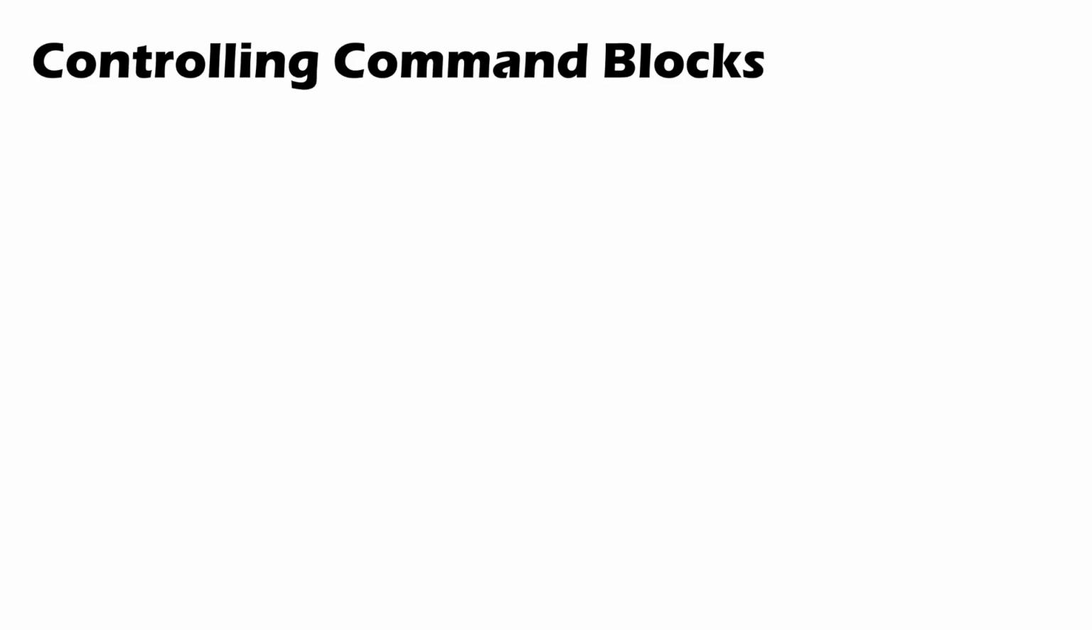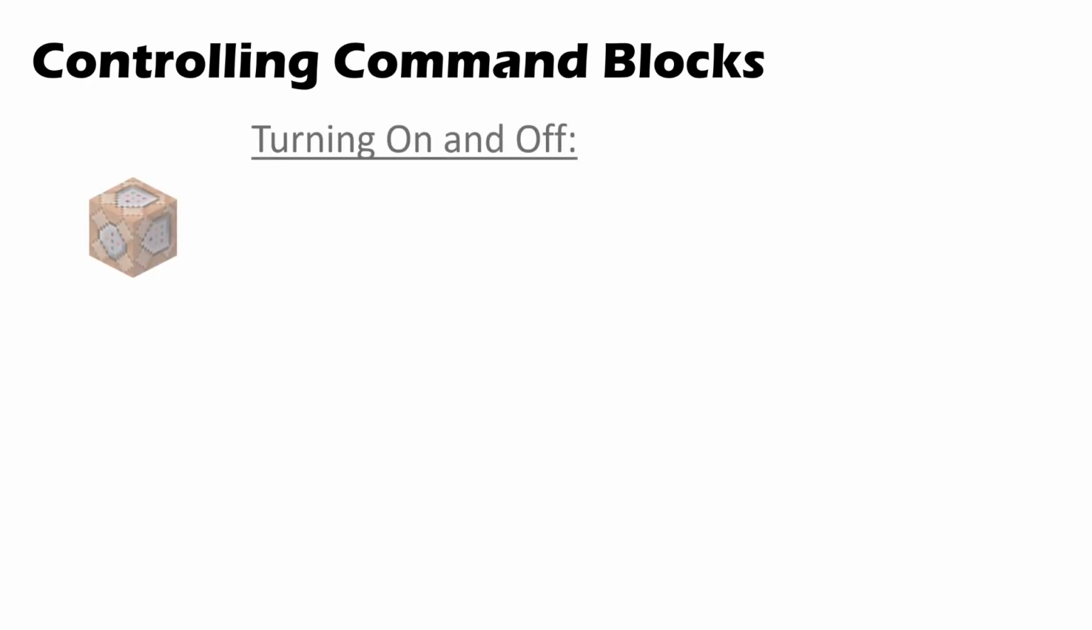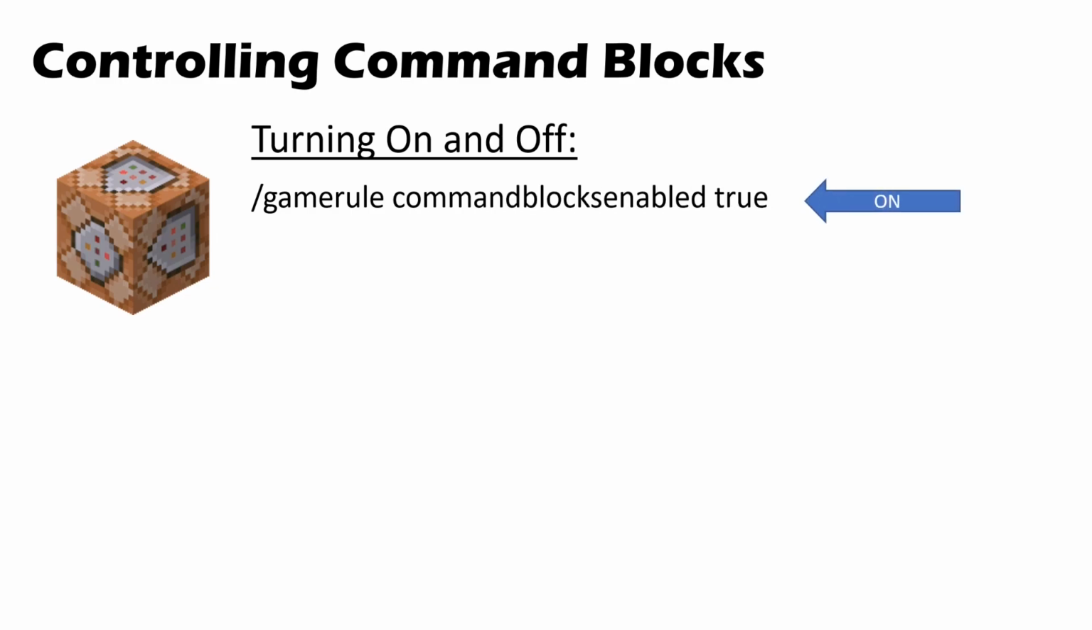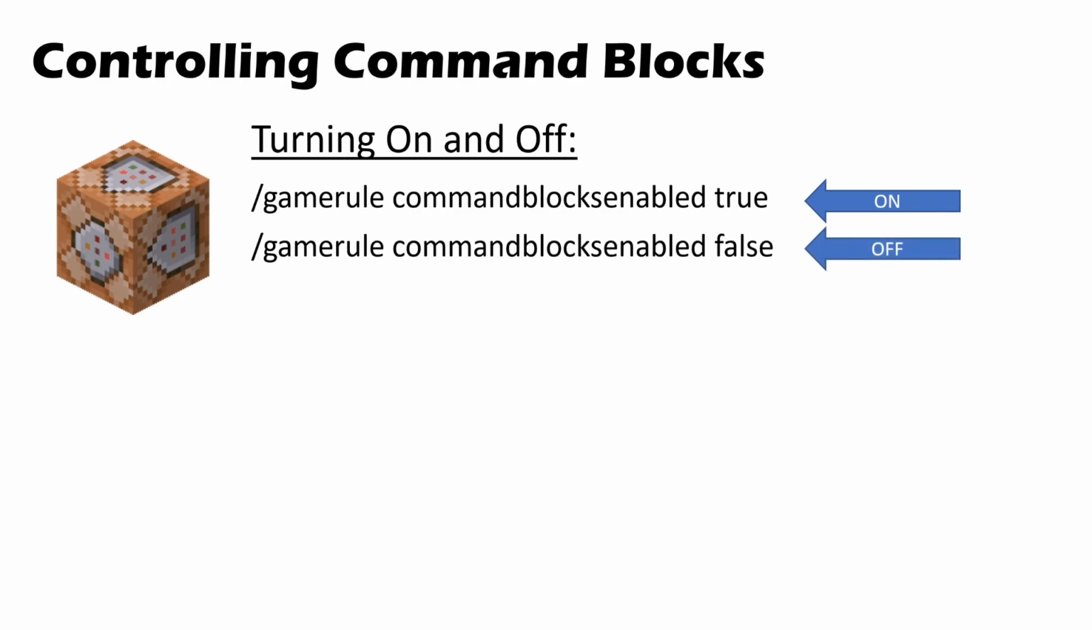Okay, let's do a little bit of a refresher on controlling command blocks. The first thing about command blocks is they can be on or off in your game, and you can turn them off using a game rule. That is gamerule commandblocksenabled true. That will turn on command blocks, so then they'll be operational in your world. If you use gamerule commandblocksenabled false, that turns them off. And that can be quite useful.